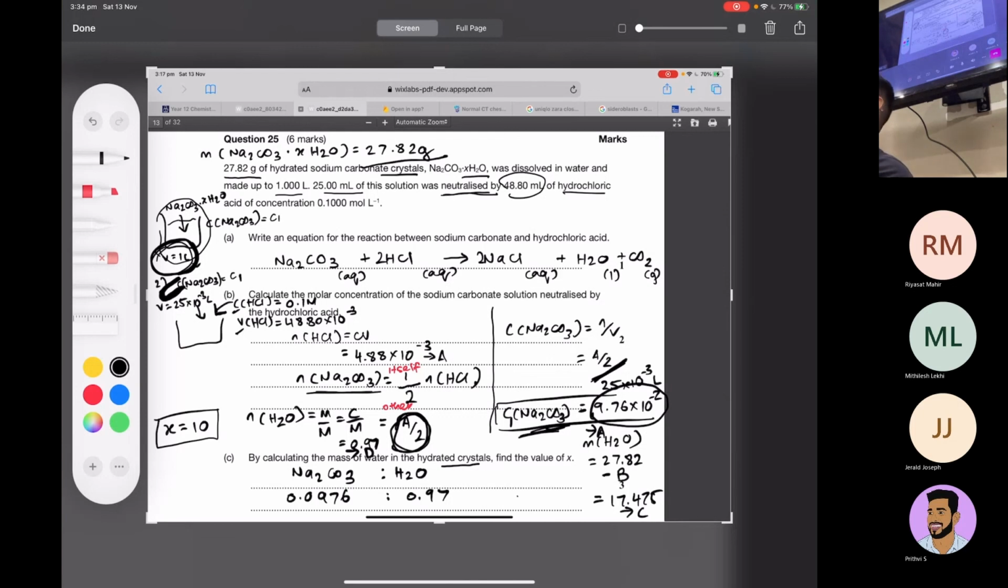Okay. So what you do next, everyone, is you divide by the smallest number. So if H2O was a smaller number, you divide both the numbers by H2O. But in this case, since Na2CO3 is the smaller number, you divide everything by Na2CO3 because you're trying to find the smallest ratio. So what should you get now? 1, 2, is it 10? Yeah, and then you just round it up to the nearest whole number. So the answer for X is 10.